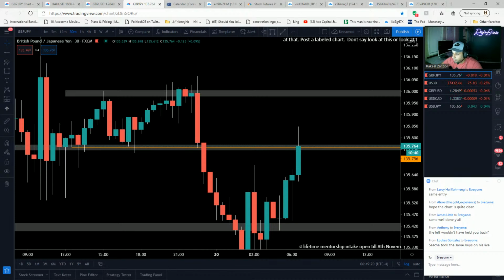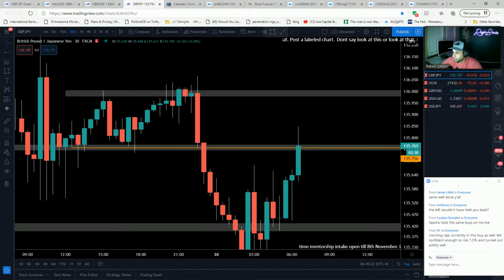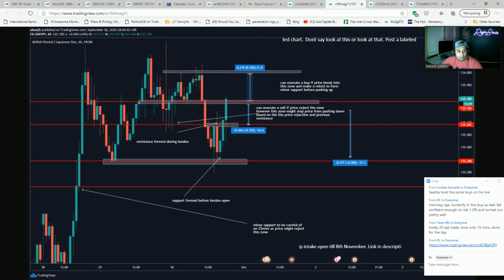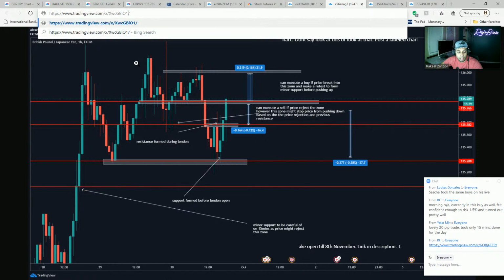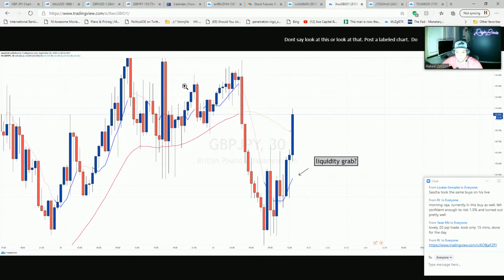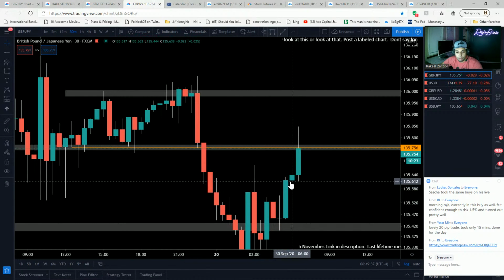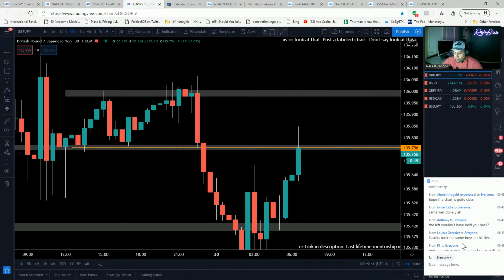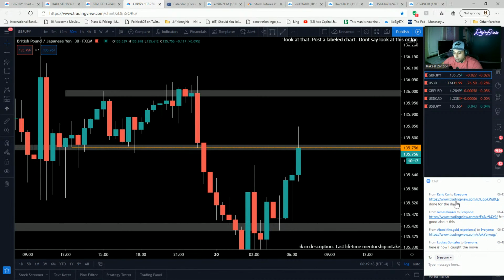Hey, I have difficulty knowing what a liquidity grab is. Is this candle in GJ a liquidity grab? Let's take a look at this. Is this candle a liquidity grab? Yes. So this is a liquidity grab over here. You're right. This wick over here, this wick down, this is a liquidity grab. So you're correct. Oh, we got a lot of charts coming in here today.